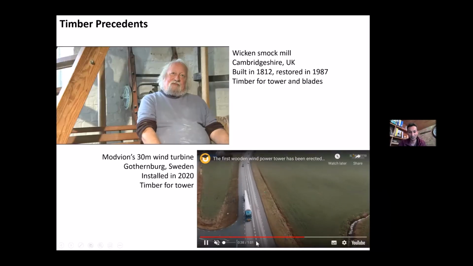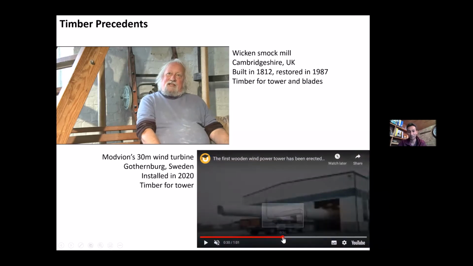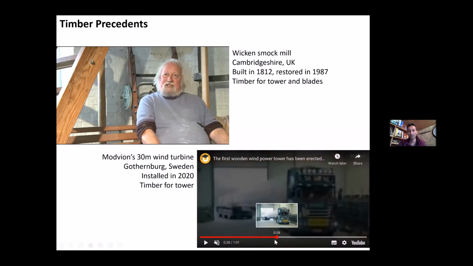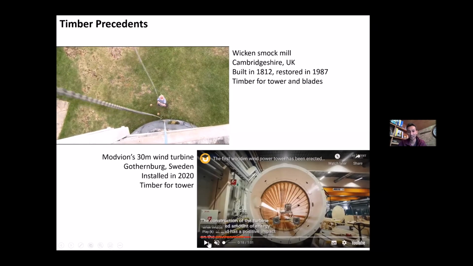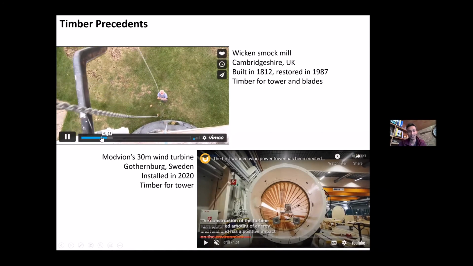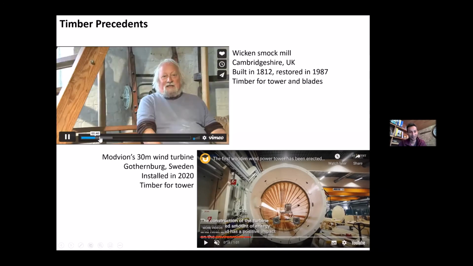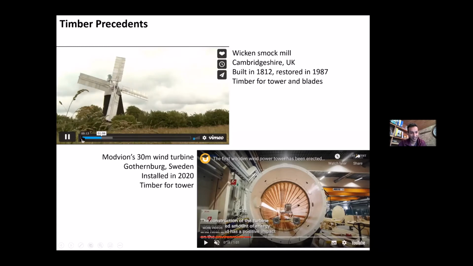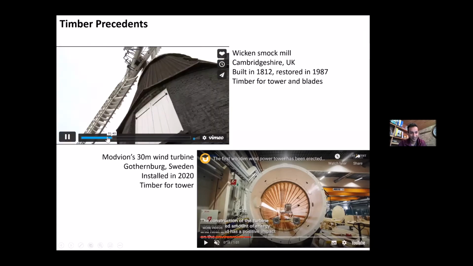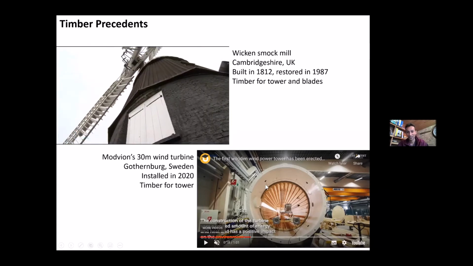Something interesting that you might notice is that when you are designing with natural materials, you may have to detail differently. So in the case of both, if I come here, you can see that the base of the wind turbine tower for the Modvion is steel, and the base for the Wicken Smock Mill is made from masonry.